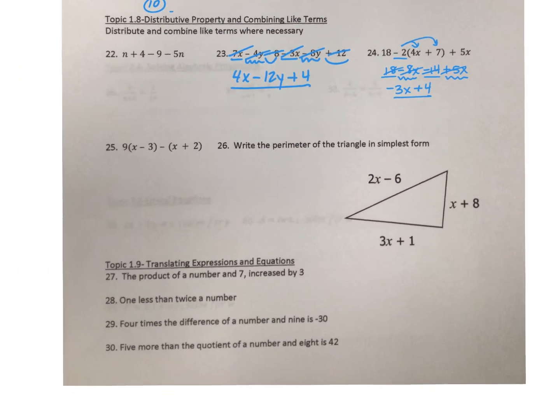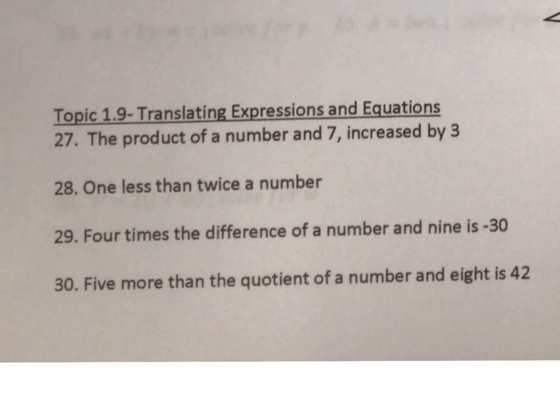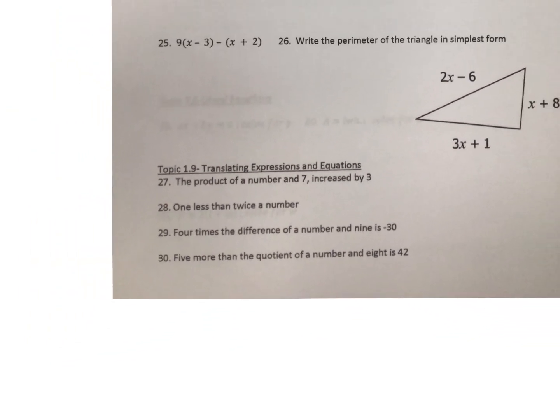All right. Topic 1.9, translating. Biggest thing I want to remind you about here, a couple things actually, is means equals. And watch out for less than and subtracted from. Those are backwards word phrases or turnaround phrases. And so you don't write them the way you read them, you write them the opposite.